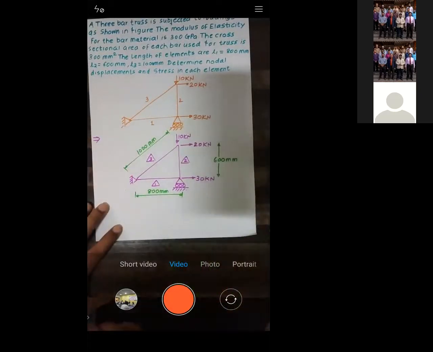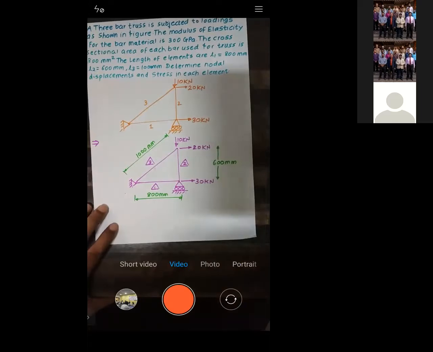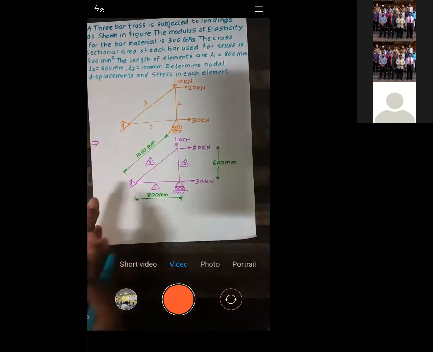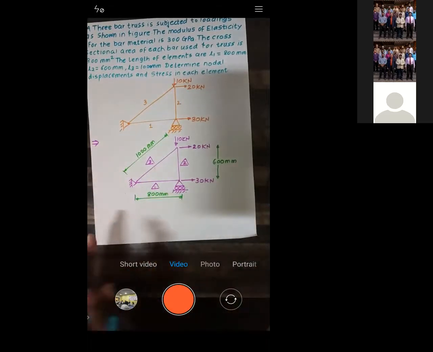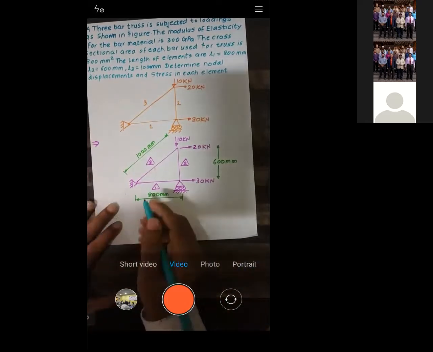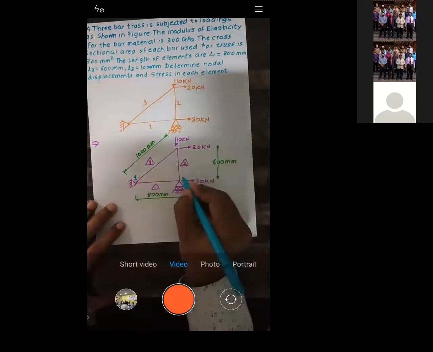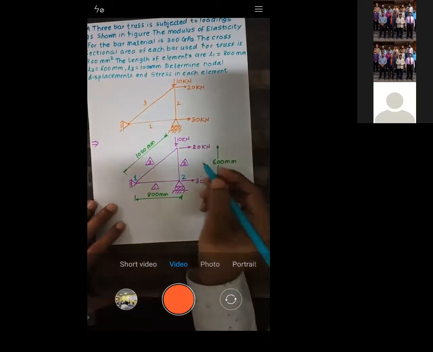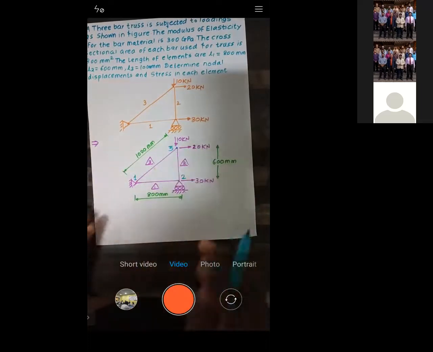Now the very basic step: elements are given, we just need to start numbering the nodes. We will move from left hand side towards right hand side, from left to right, and then from bottom to top. So let this be node number 1, let this be node number 2, and let this be node number 3.